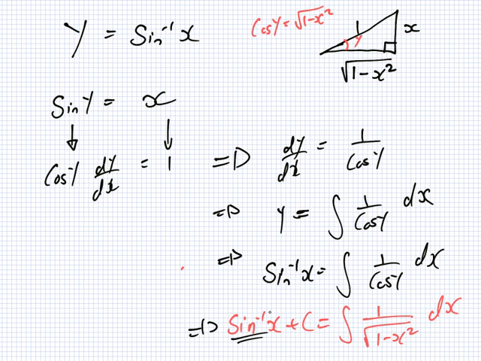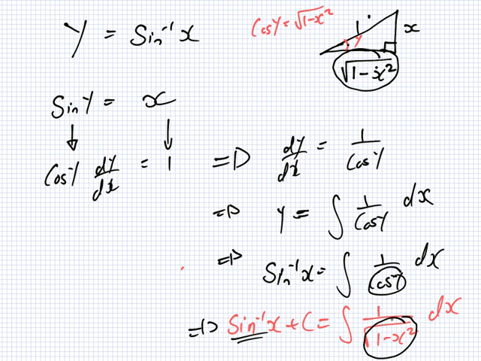The last part here to here? Cos y? What's cos? Adjacent over hypotenuse. So cos y is just this. Agreed? Yeah, so cos y is just that. Agree or disagree?